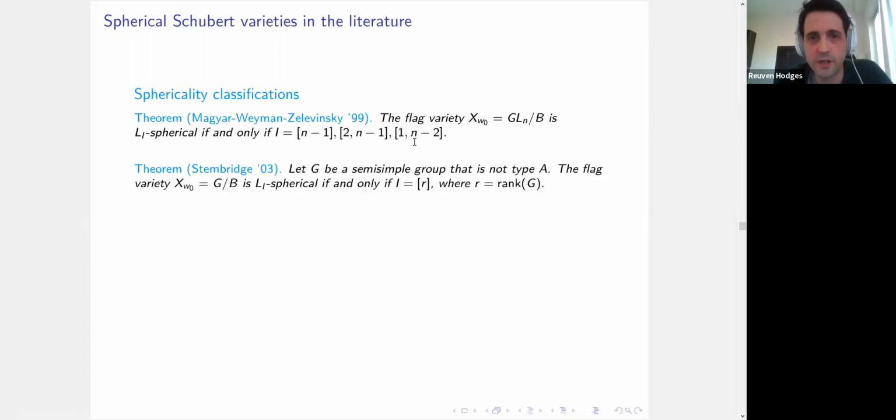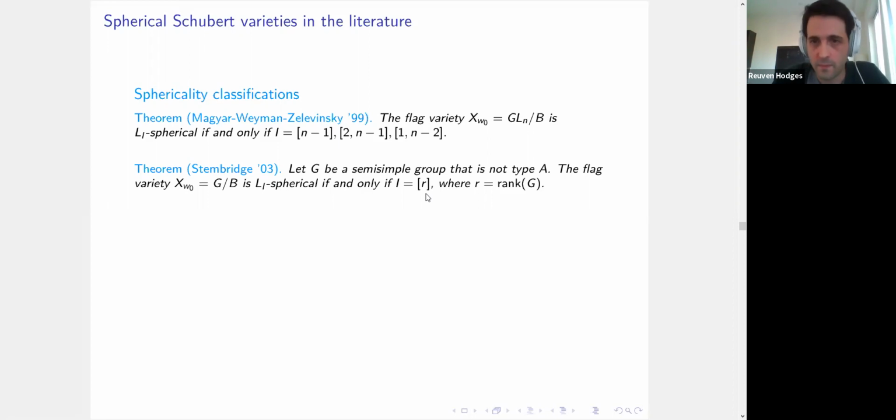And then Stembridge in '03 generalized their result from just the type A setting to the general type setting. What he showed is that G/B is L_i-spherical if and only if i is equal to this, in which case the associated Levi is just G. So this is saying the only Levi that acts spherically on G/B is G itself, nothing else. So this is it for the flag variety.